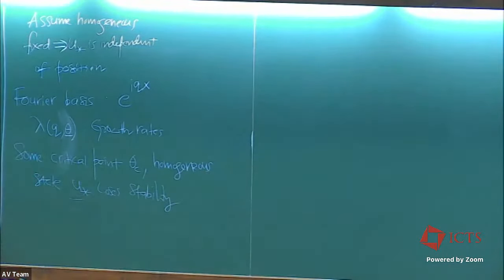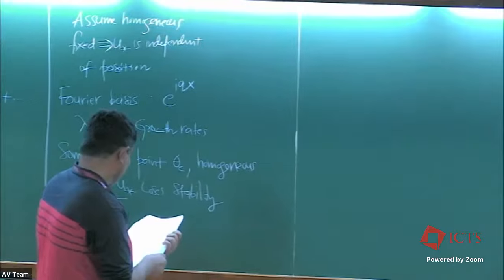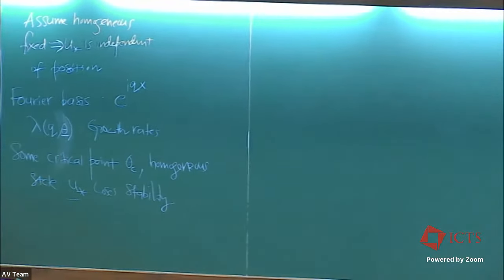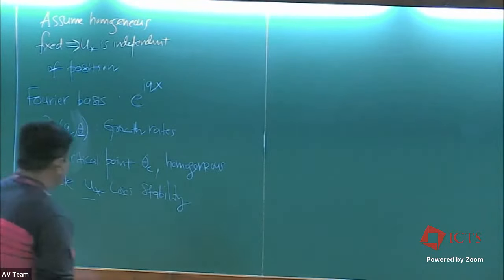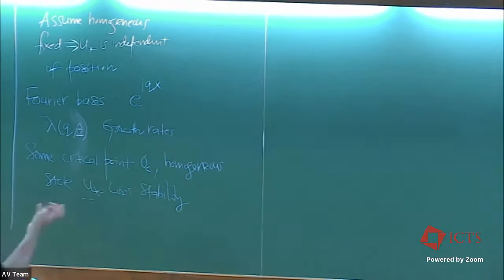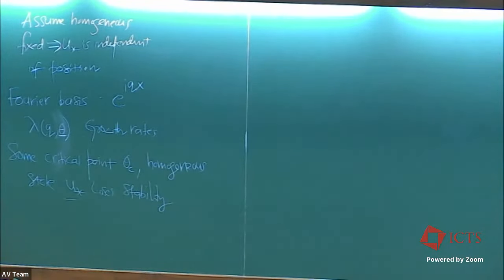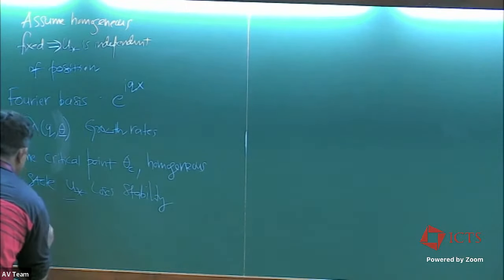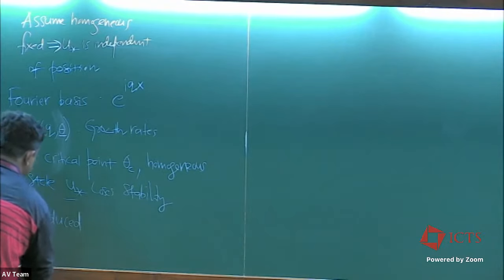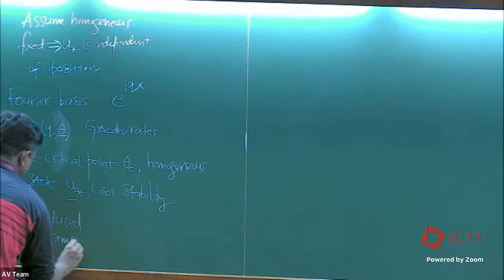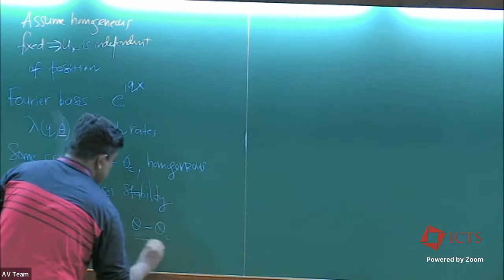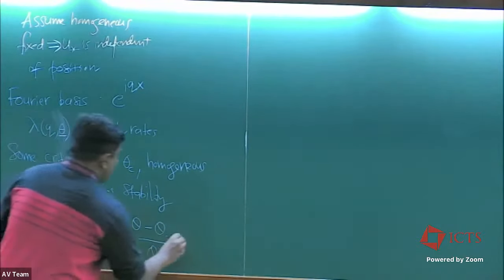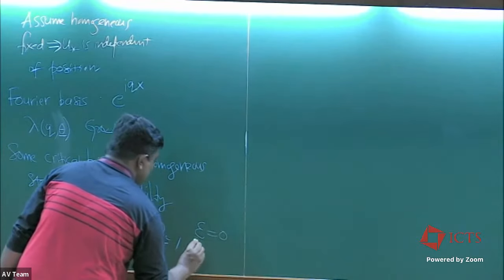Okay, so for simplicity, I'll assume there's only one control parameter. Of course, you can do it for many control parameters as well. I'll define some reduced control parameter, epsilon, as basically theta minus theta c divided by theta c. So therefore, epsilon equal to 0 is the bifurcation point.